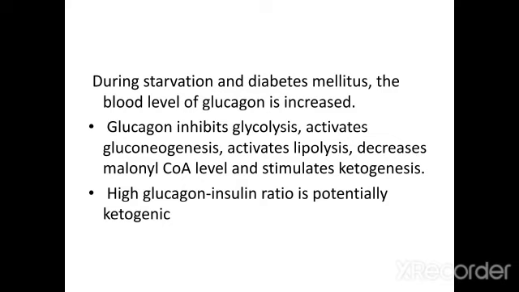So, during starvation and diabetes mellitus, the blood level of glucagon will be increased. Glucagon, it will inhibit glycolysis, activate gluconeogenesis, activate lipolysis, decrease malonyl coenzyme A level, and it will stimulate ketogenesis. So, high glucagon insulin ratio, that will favor ketogenesis.